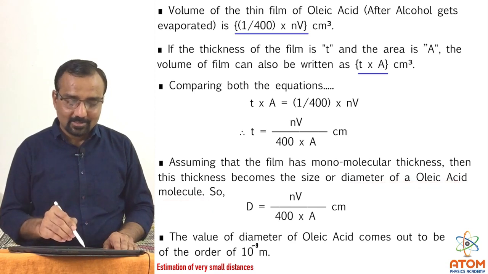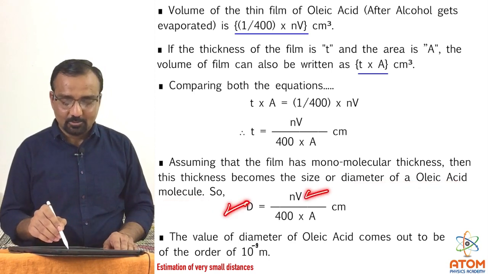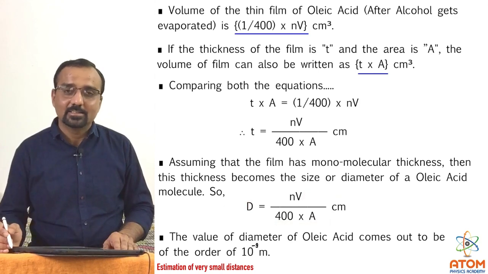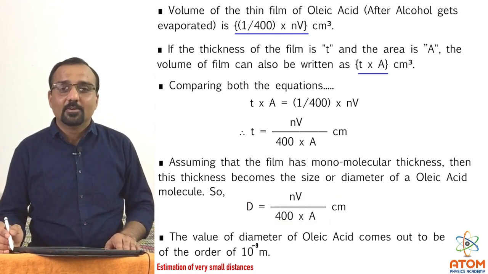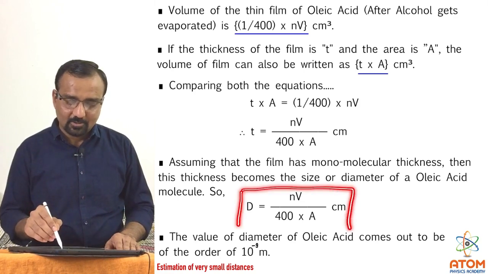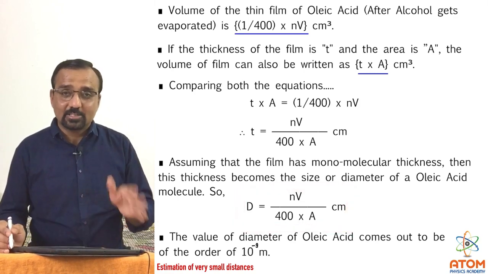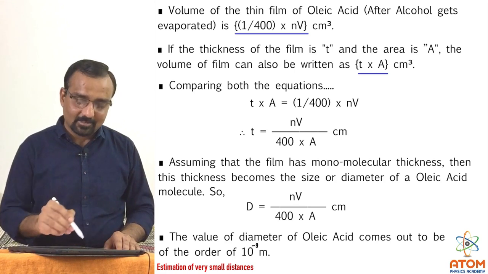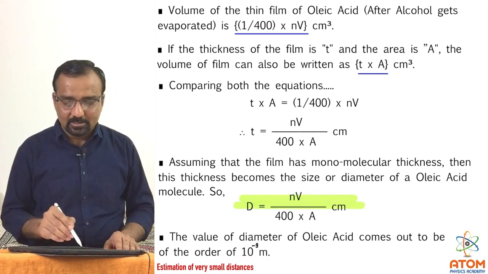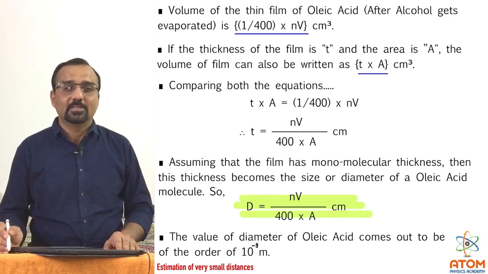So, we can write diameter D is equal to NV upon 400 A. Here A is the area which we can sort out by pi r square again. So, this is the equation for estimating the diameter of oleic acid. Mind well, this is purely an estimation.